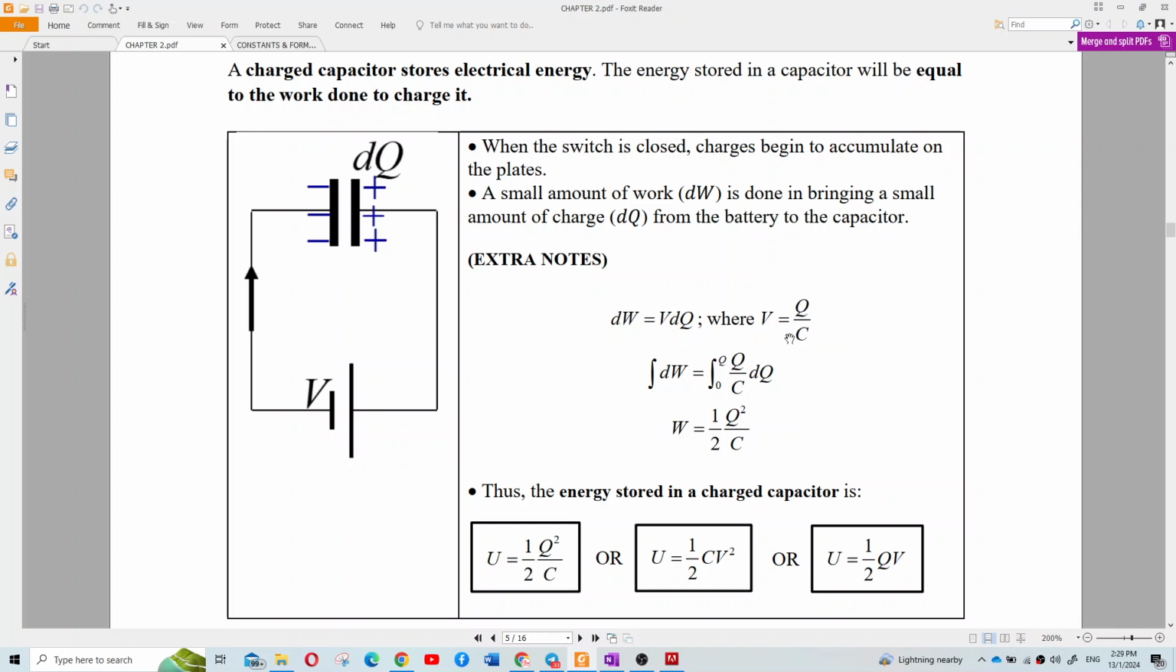So we substitute Q over C into the V here, and then integrate, charging the capacitor from 0 charge to maximum charge Q. C is constant, so it can be taken out. Integrating Q becomes Q squared over 2. That's why the formula becomes half Q squared over C. So the energy stored in a capacitor is half Q squared over C, or half CV squared, or half QV. Do you know how we generate the other two formulas?